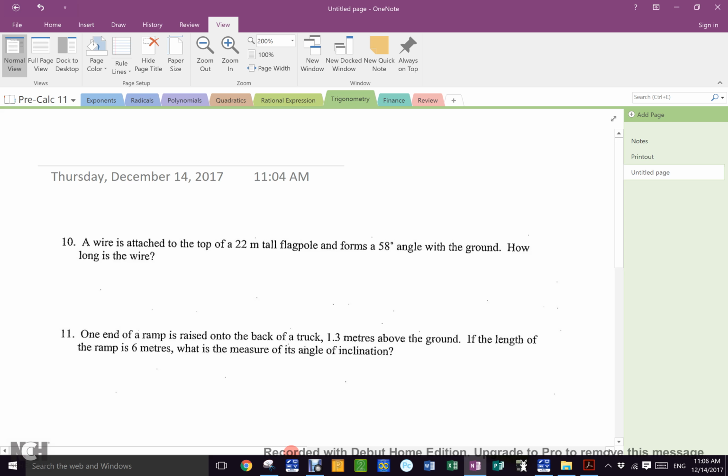If what's at the top? If the variable is in the numerator, you multiply.